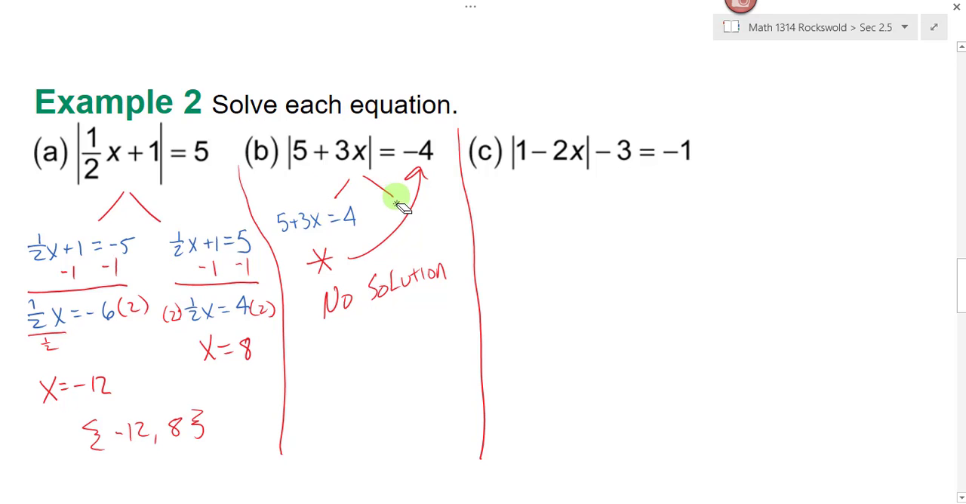So don't get in the habit of just memorizing the process, breaking it into two problems and then setting up and solving. Because you will get answers, but when you go to check them, you don't get the right answer. There's no solution anytime an absolute value is equal to a negative.